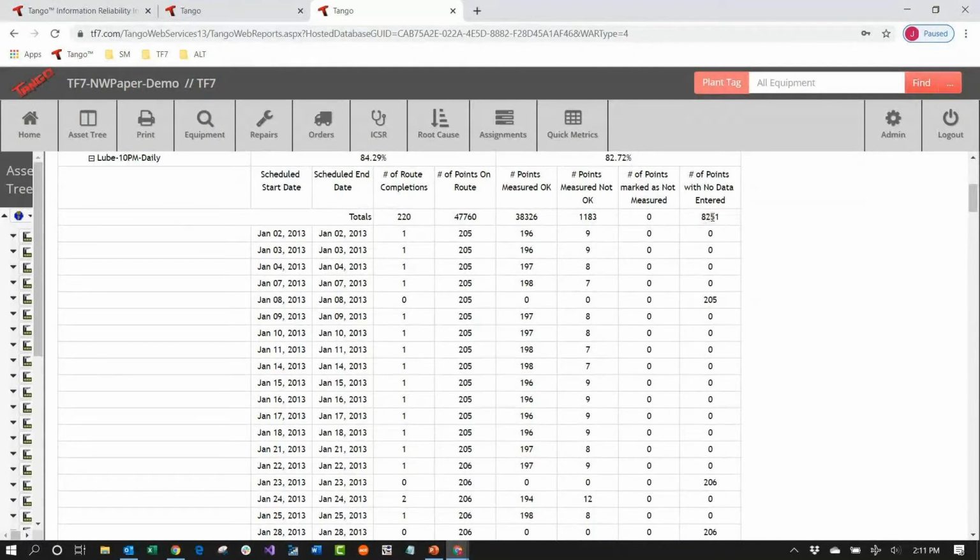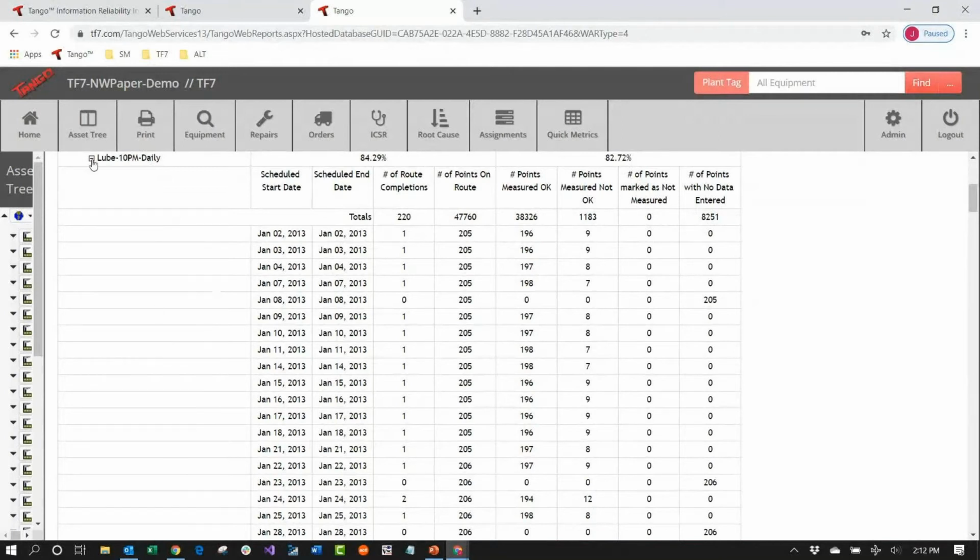This would lead me to look at this route and wonder if taking it daily was too much, or whether the 8,200 missed points with no data entered at all means I've just got points on that route that no one seems to care about, that they don't have time to get to, or are not going to pay attention to if they get measured. So it may give me a choice to refine that particular route by looking at this data.